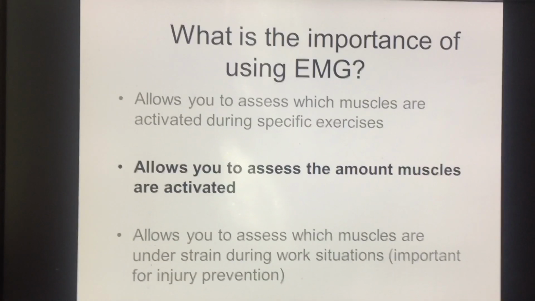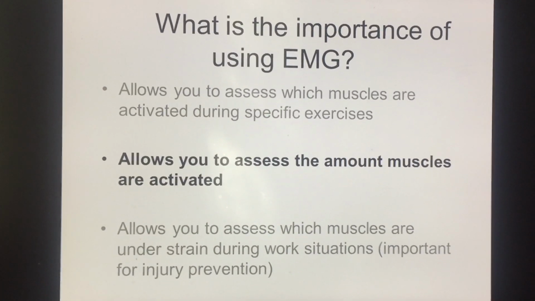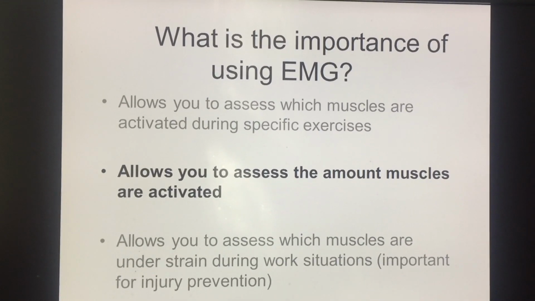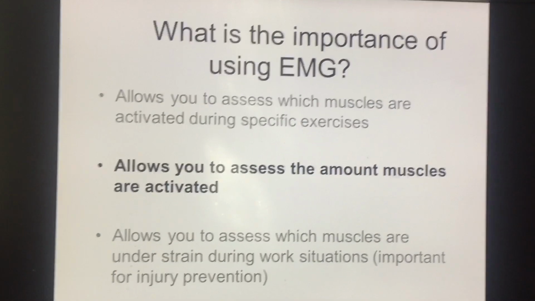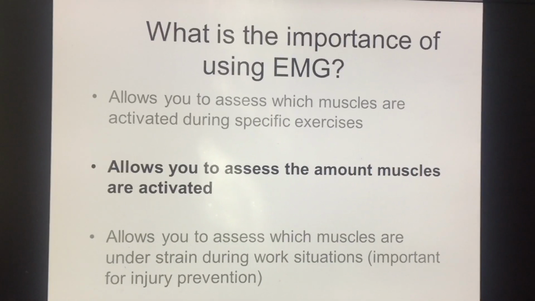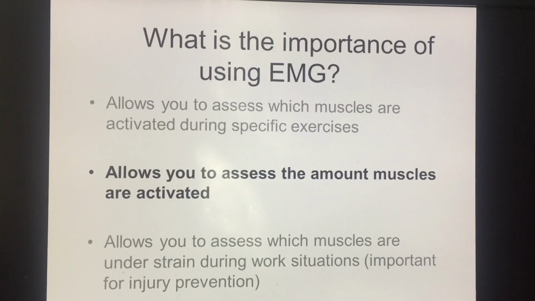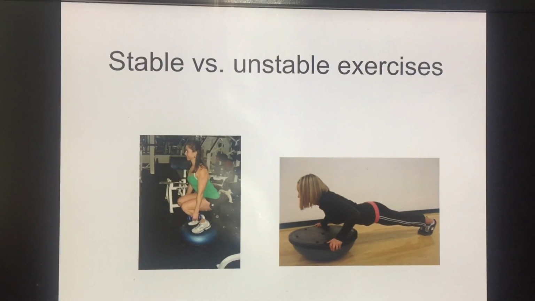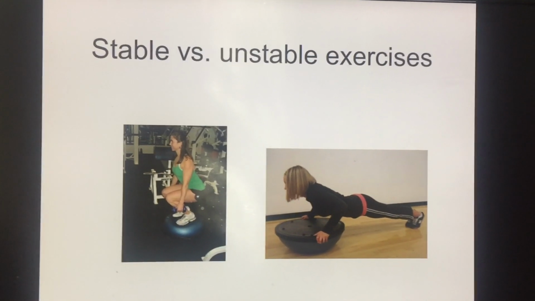Another application of the EMG is that it allows you to assess the amount that muscles are activated. So you can compare a type of exercise, or two different types of exercise, and determine which one is best for activating the muscles that you want to train. A good example of this is doing exercises in stable versus unstable environments.